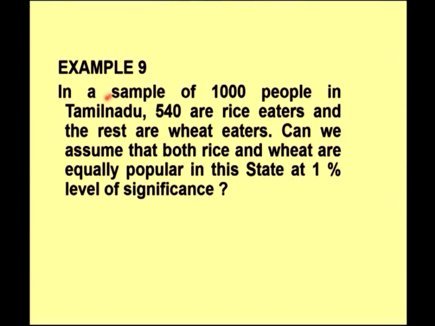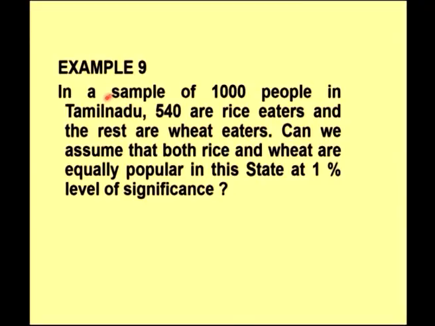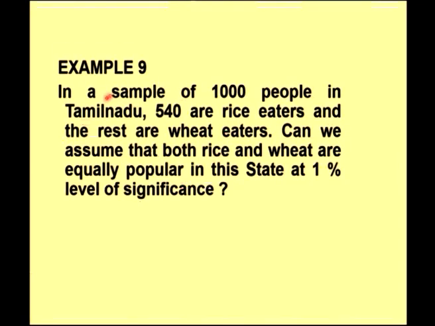Okay. So, the whole population is divided into two classes. One class are rice eaters and another class are not rice eaters, but they are wheat eaters. So, the rice eaters are taken as the persons possessing the attribute A. A is taken as rice eaters. And then we are asked to check whether they are equally popular in the whole state.